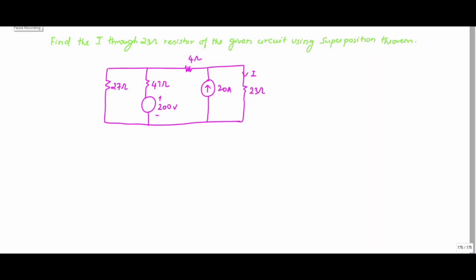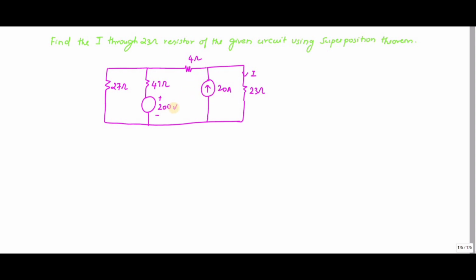So in this video we are going to see a problem where we have to find the current through the 23 ohm resistor of the given circuit using the superposition theorem. So this is the given circuit. If I want to apply the superposition theorem, I have to consider only one source. We have two sources: one is a 200 volt voltage source and the other is a 20 amp current source.